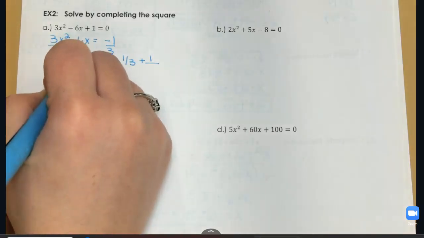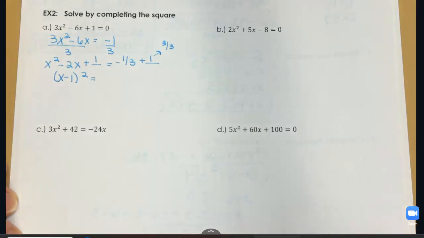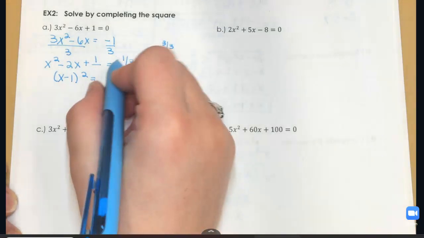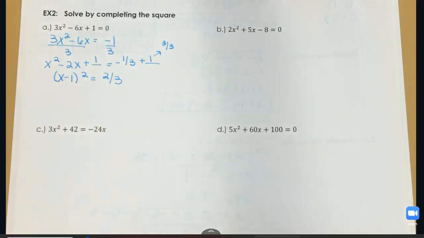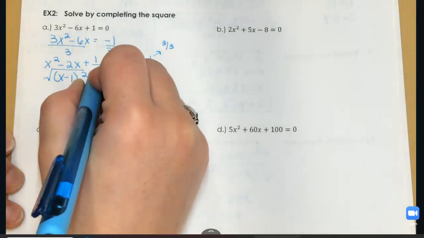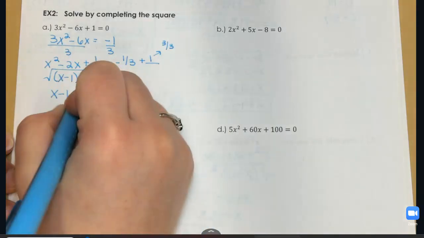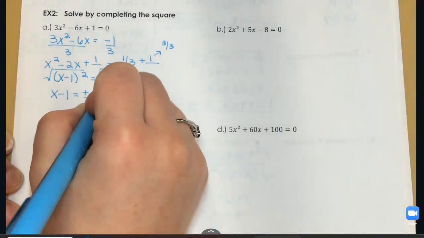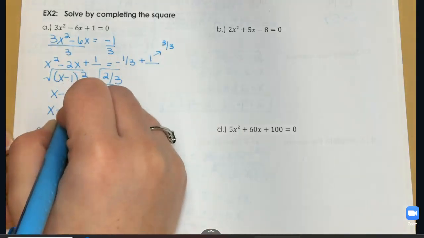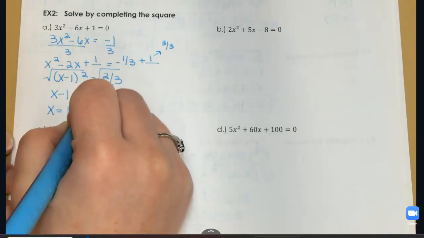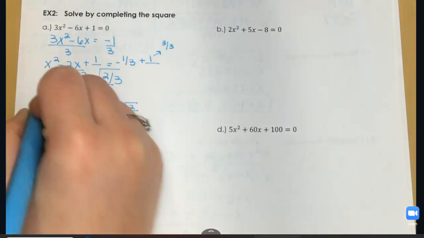So this is now going to be x minus 1 squared equals, this is just some simple fraction addition. Rewrite 1 as 3 over 3. Negative 1/3 plus 3 over 3 is 2/3. So now I can square root both sides. And this is not going to be anything pretty, but x minus 1 is going to be plus or minus the square root of 2/3. Now I need to move 1 to the other side. So I'm going to have 1 plus the square root of 2/3 and 1 minus the square root of 2/3 as my two solutions.